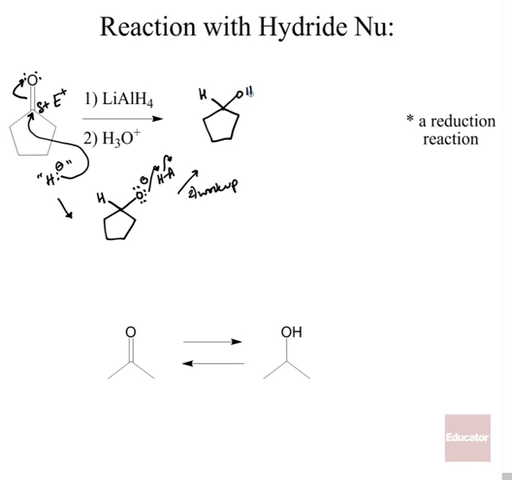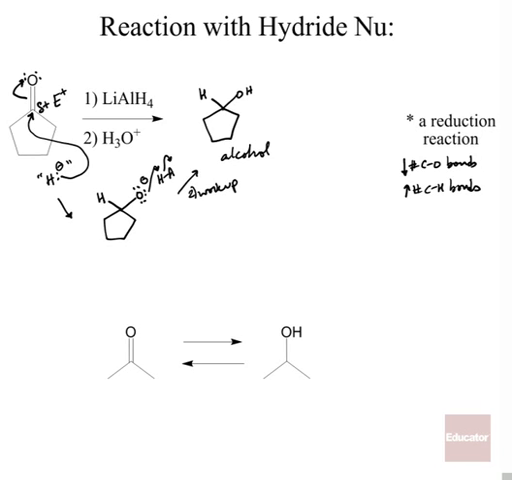And the product we would get then is an alcohol. So we could take a ketone or an aldehyde and convert it to an alcohol by hydride reaction. Now this is described as a reduction reaction. You could describe this as a hydride reduction, because what we did was we decreased the number of CO bonds and increased the number of CH bonds. That's the exact opposite of an oxidation reaction.